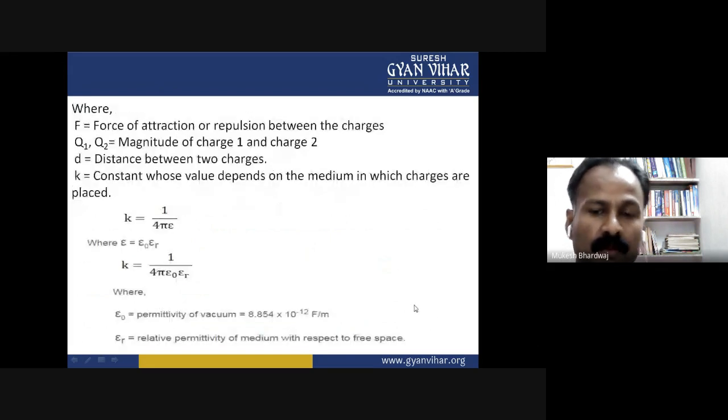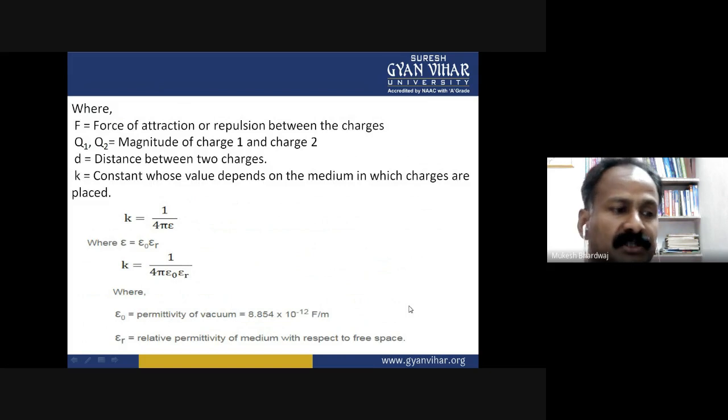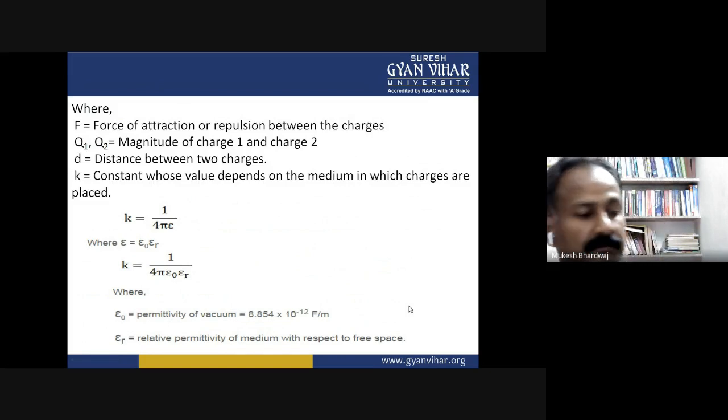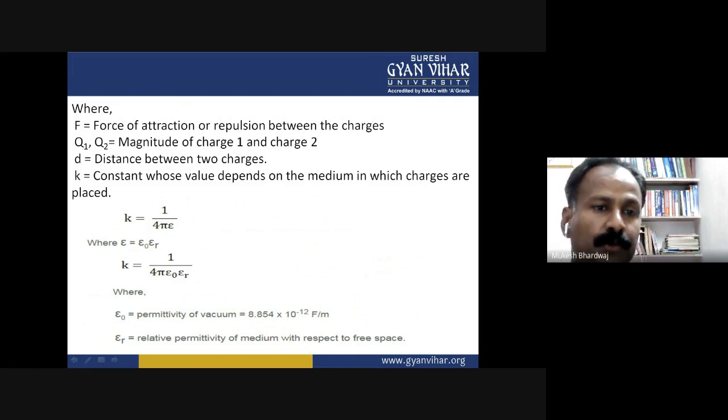So, F is the force of attraction or repulsion between the charges, Q1 and Q2 are the magnitudes of the first and second charges, and d is the distance between the two charges. k is the constant whose value depends on the medium in which the charges are placed, and k is given as 1 by 4 pi epsilon, where epsilon equals epsilon naught into epsilon r.